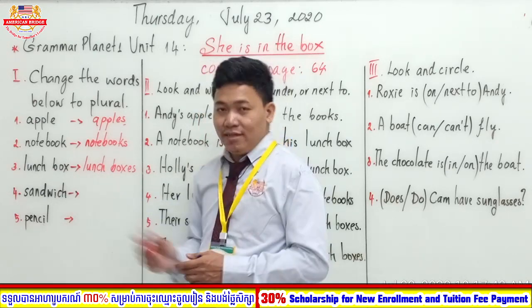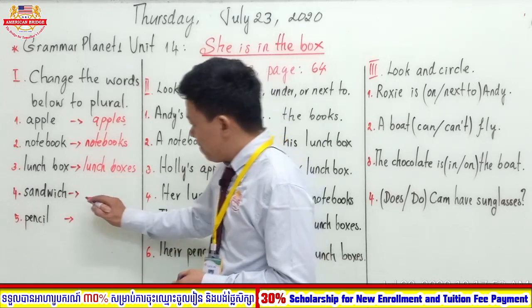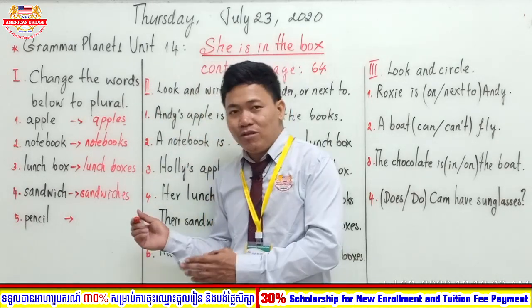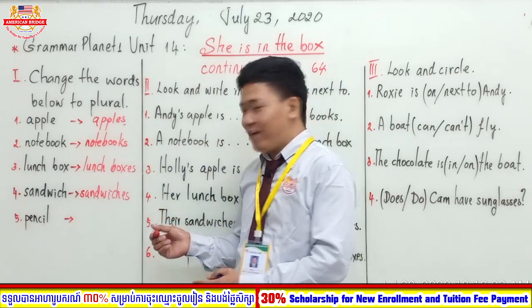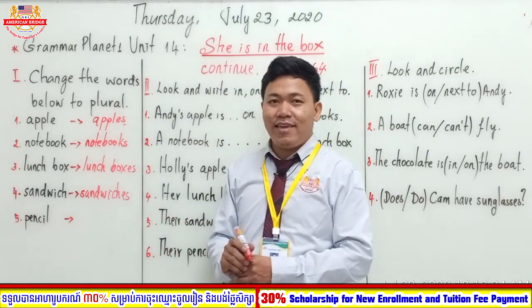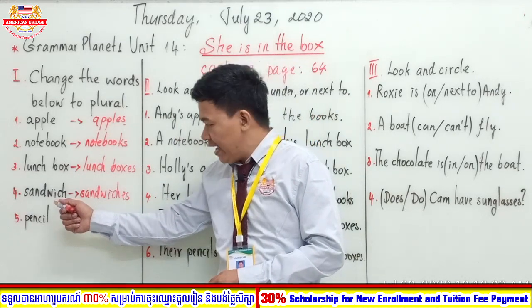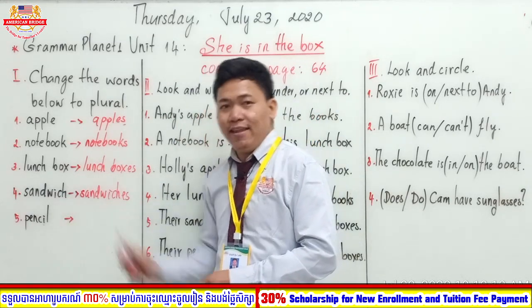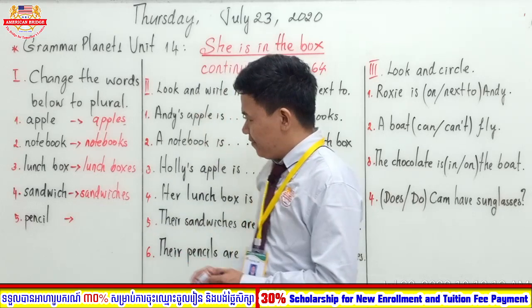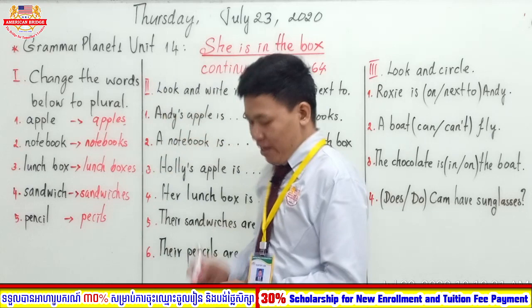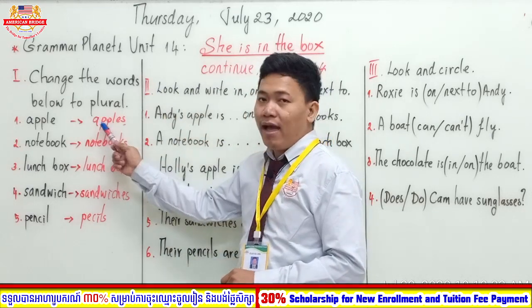Great, everyone. How about sandwich, number 4? Okay, sandwiches. We also need to add es, right? To change to plural, we add es. Why? Because it ends in the letters c and h, so we add es. Pencil. Okay, pencils, we add only s. Great, everyone. Read together with me.